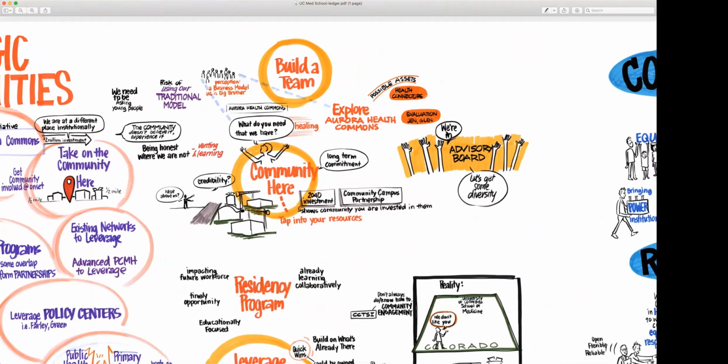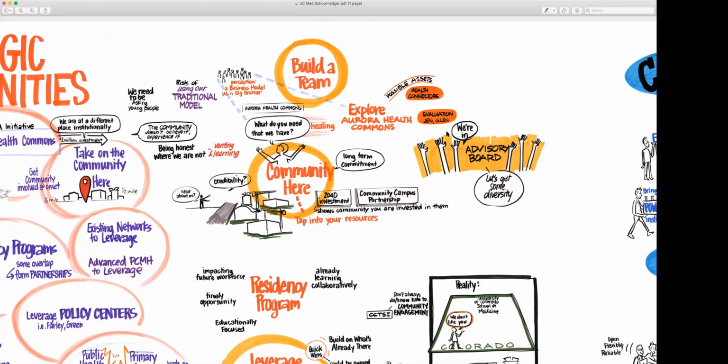We came up then, after all of that discussion, with essentially three strategic priorities for the mission area. The first of those was to really build a team and figure out who is with us, how we can work together. We talked about some of the possible assets that we have, both in our regional health connector resources and evaluation. Everybody at the meeting said we're in. We're happy to be part of an advisory board, but maybe we should even get a little bit more diverse on that. So that was one strategic priority, really building our team.